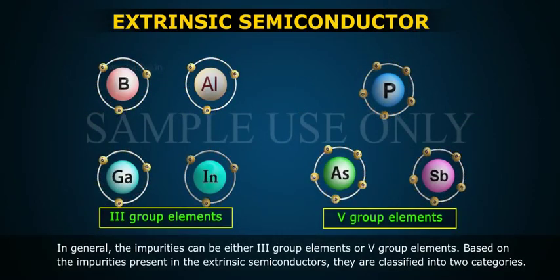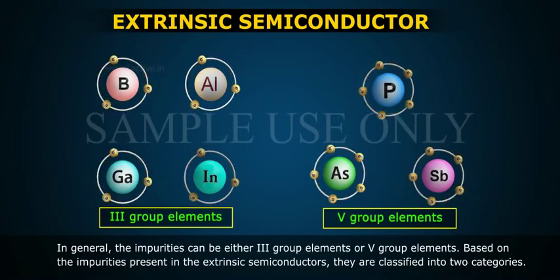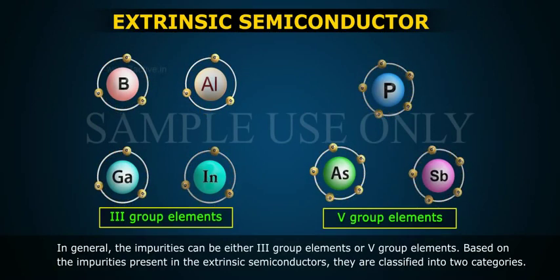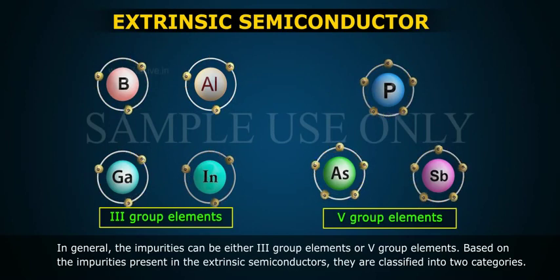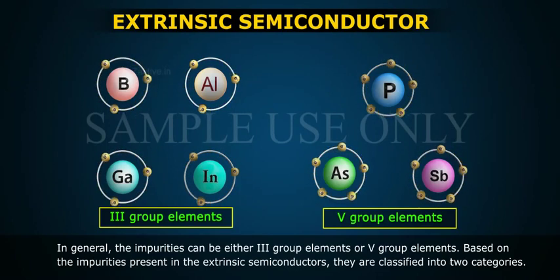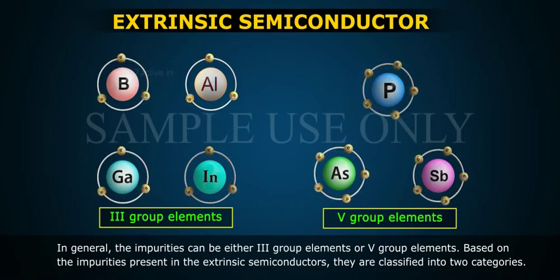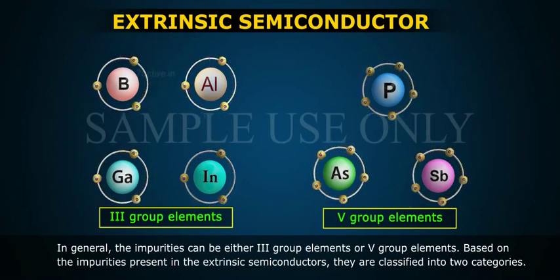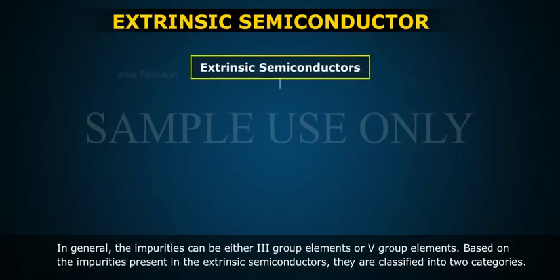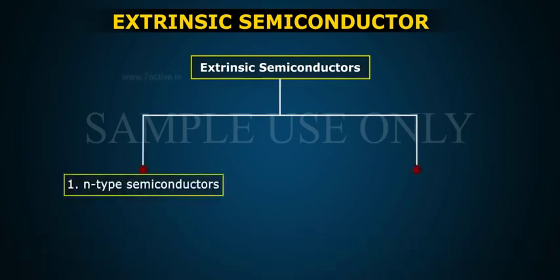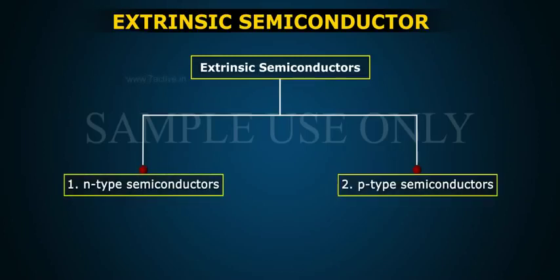In general, the impurities can be either third group elements or fifth group elements. Based on the impurities present in the extrinsic semiconductors, they are classified into two categories: 1. N-type semiconductors and 2. P-type semiconductors.